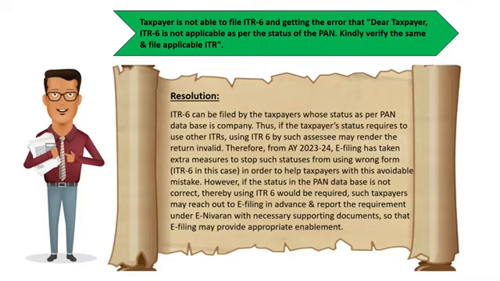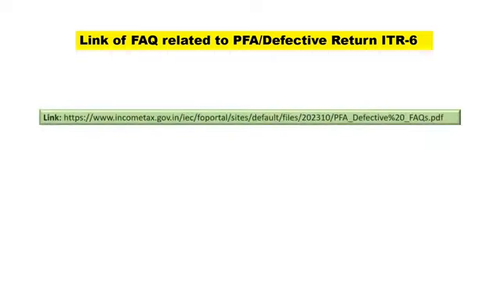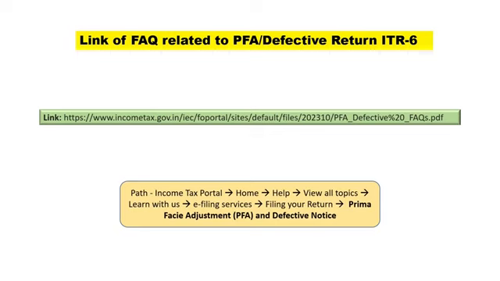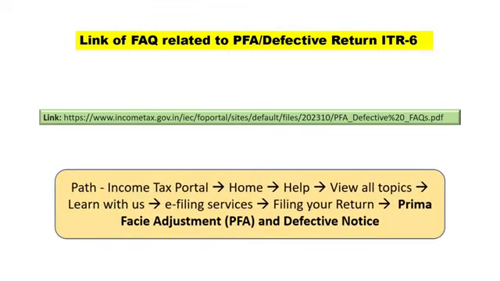may provide appropriate enablement. Further, there is a list of FAQs related to prima facie adjustments and defective returns while filing ITR 6. In order to check the FAQs, you may visit the path, go to Income Tax Portal homepage, go to Help section, click Learn with Us, go to E-Filing Services, filing your return, and then click Prima facie adjustment and defective notice. Filing of ITR 6 is very easy.